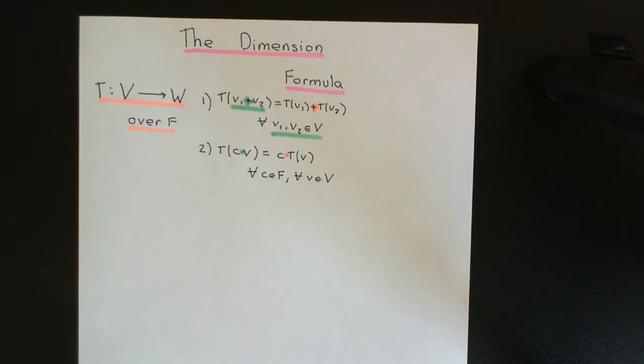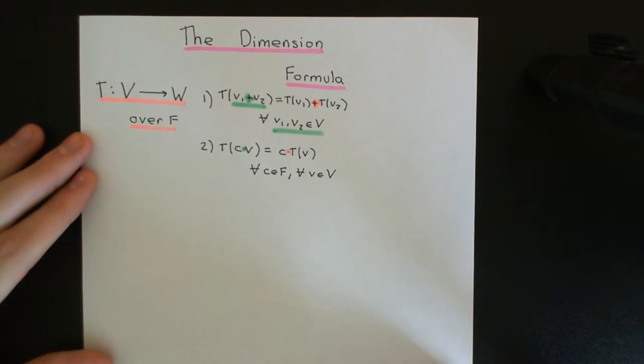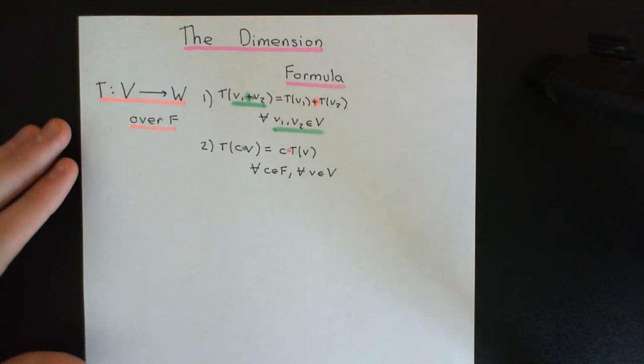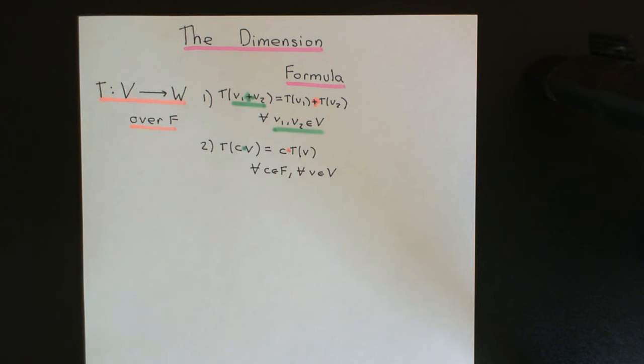So, there's a reminder of what a linear transformation is. It's a very special function from one vector space capital V to another vector space capital W, where these two vector spaces are over the same field. Okay, the two vector spaces must be over the same field for this to work.